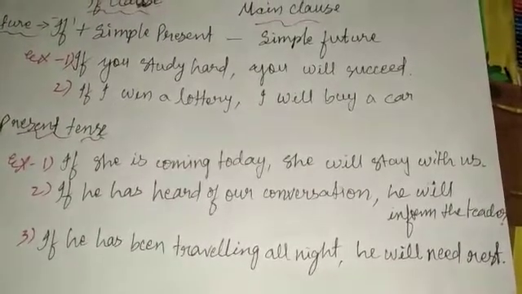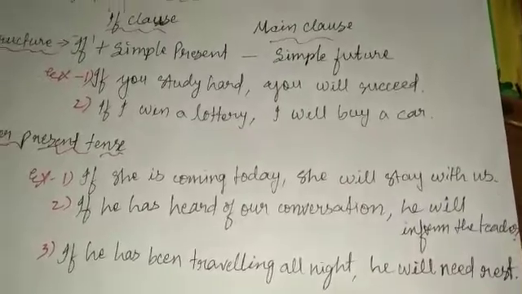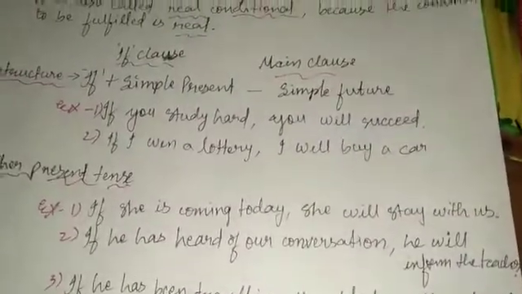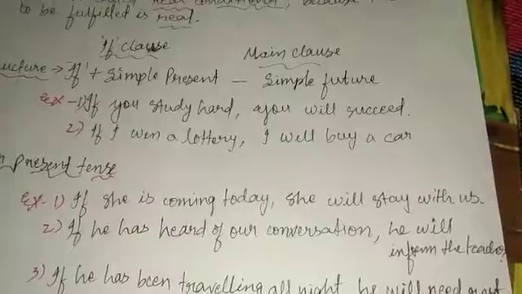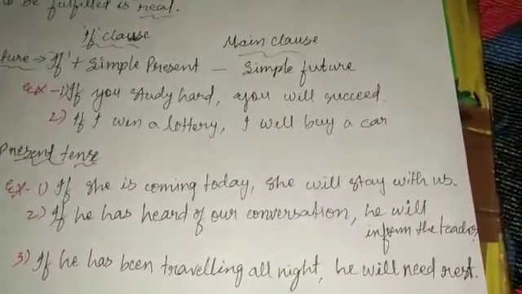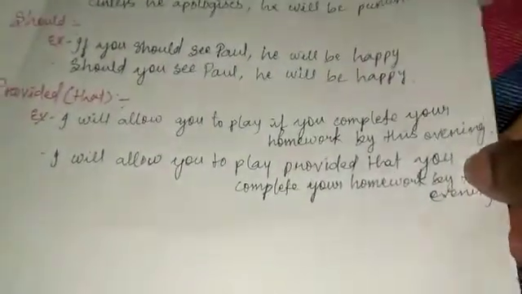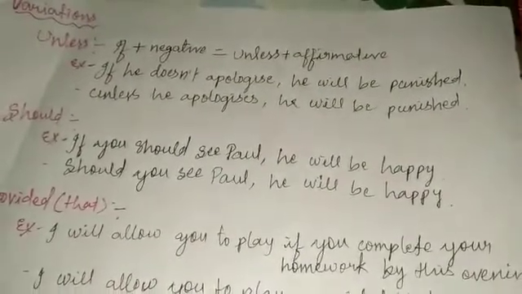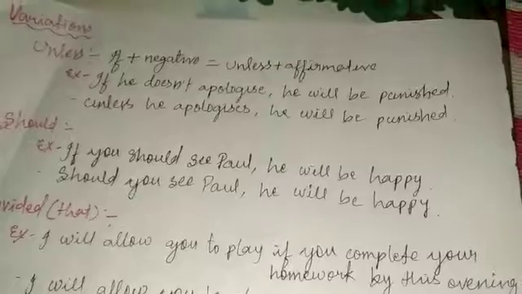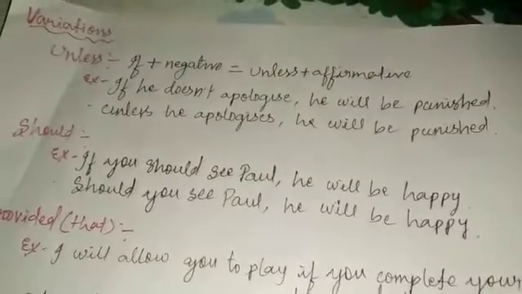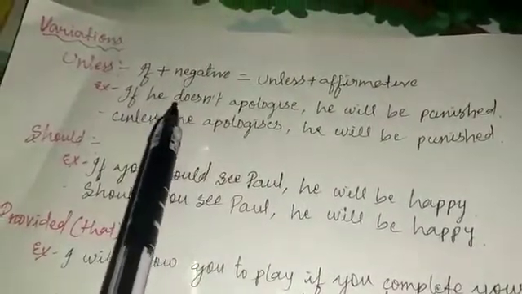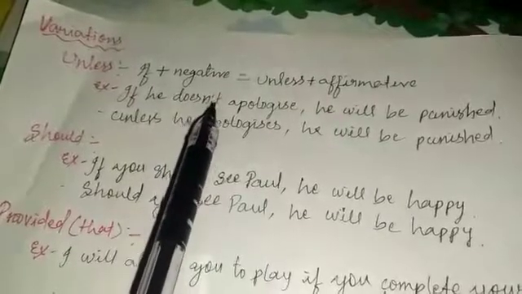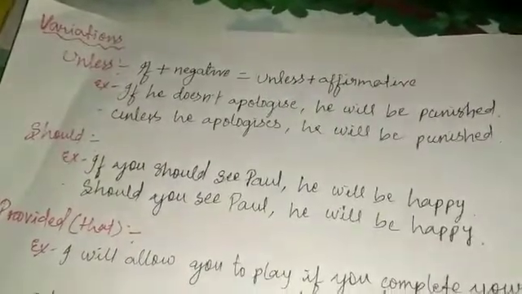Now there are certain variations to this. Instead of if, we can also use unless, we can also use should, and we can also use provided that. Now let us discuss a few of the variations in conditional 1. First one is using unless instead of if. And before looking into the example, remember, if the if clause is negative, then unless will be affirmative.